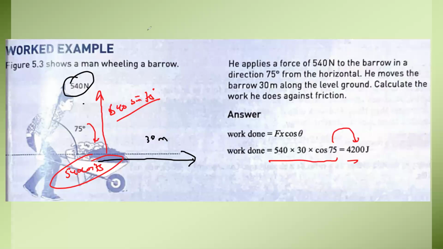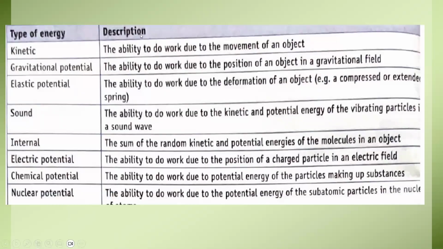The idea remains the same: whenever we are calculating work, we always take the component which is parallel. And whenever work is done, we have different forms of energy, such as kinetic. When we do work to move an object to a certain height, it will be stored as energy.